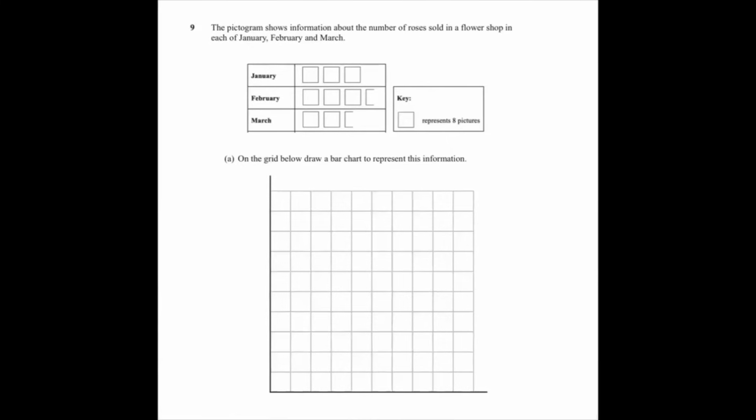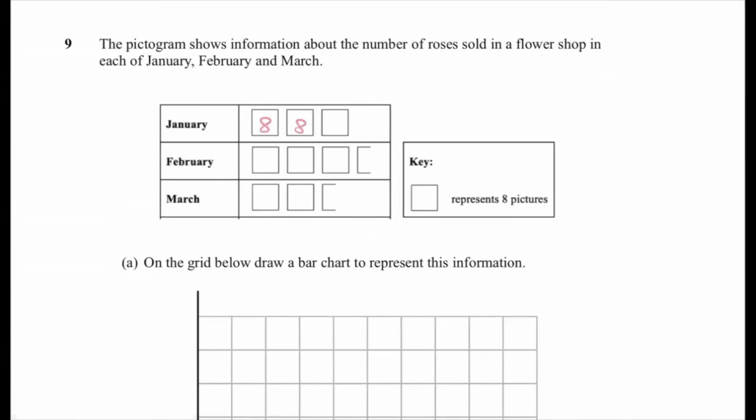Now the key says a full square is worth 8. Total for January would be 24. If I've got half a square, then I've got 4. So February would be a total of 28. And then March, we've got 2 8s and a 4, giving us 20.